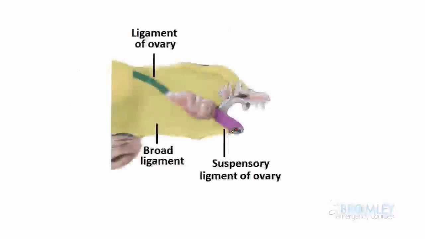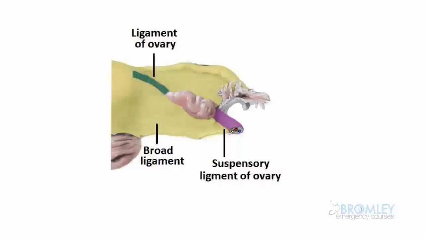The ligament of the ovary extends from the ovary to the fundus of the uterus. And then it continues from the uterus to the connective tissue of the labium majus as the round ligament of the uterus. Don't get confused. It extends from the ovary to the fundus and continues from the uterus to the connective tissue of the labium majora and then becomes the round ligament of the uterus.